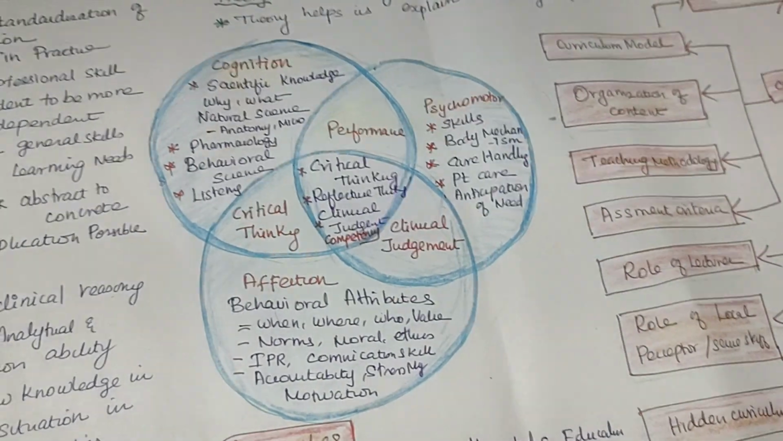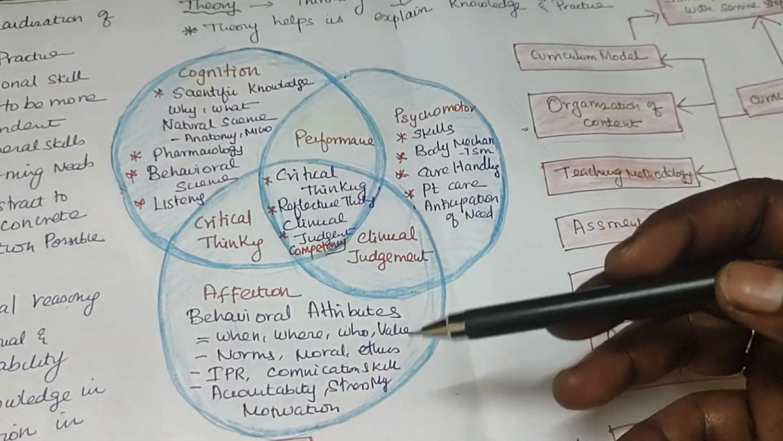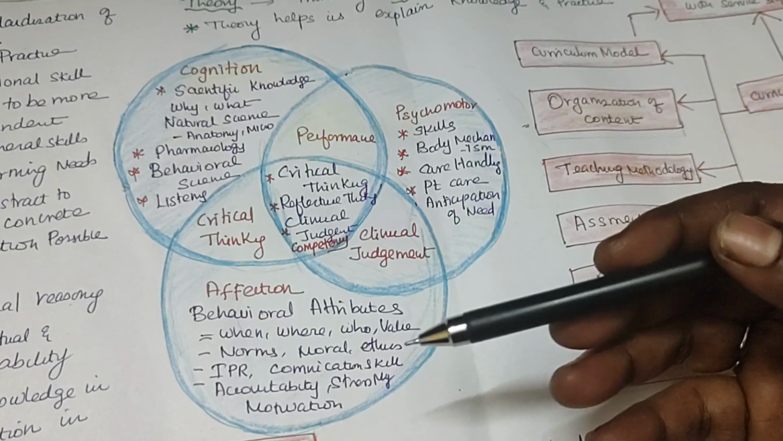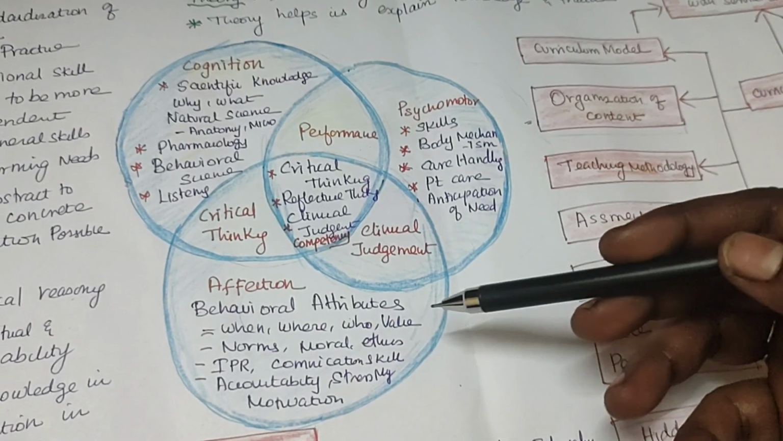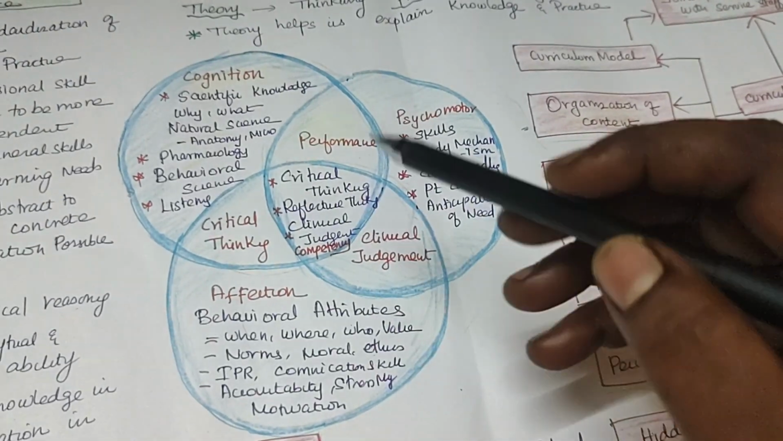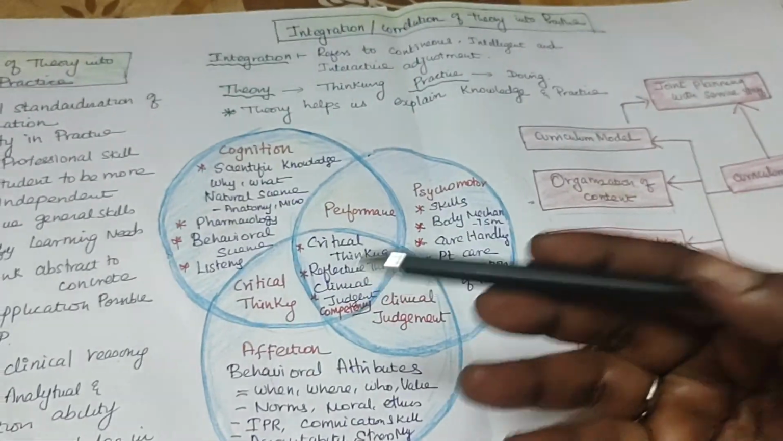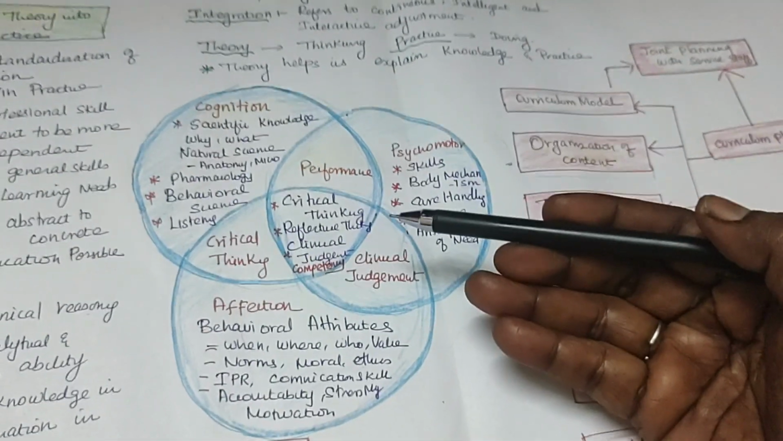Affective means the affective domain. It's behavior, attributes, when, where, why you have to do, what are the norms, and what is the interpersonal or communication skill, analytical skills, and motivation. All this is needed. To perform this, you need competencies. How can these competencies be developed in professionals?